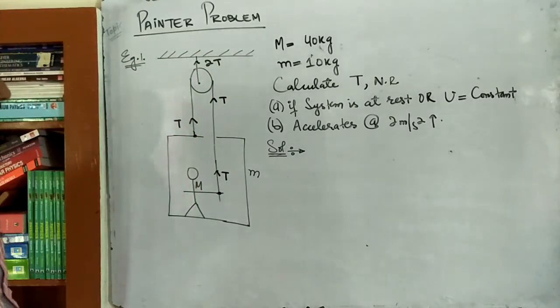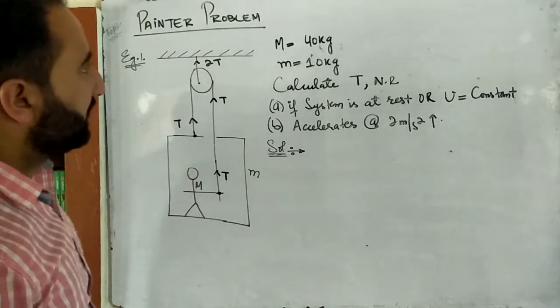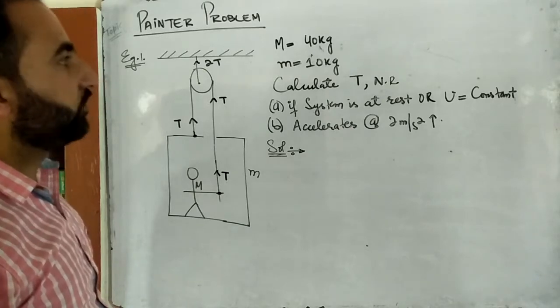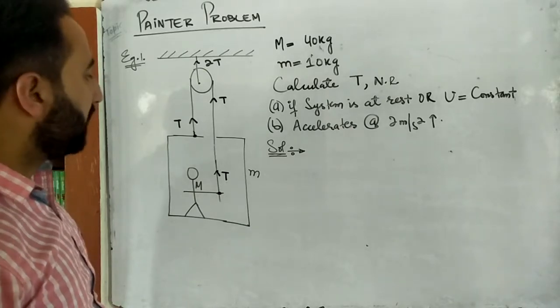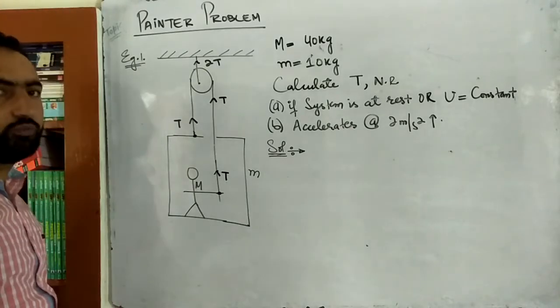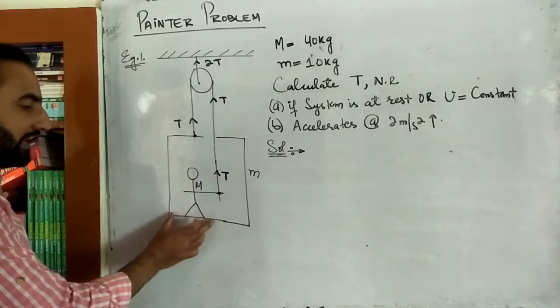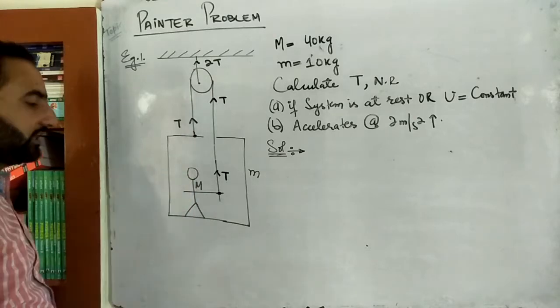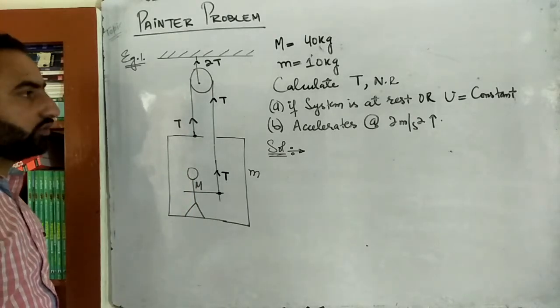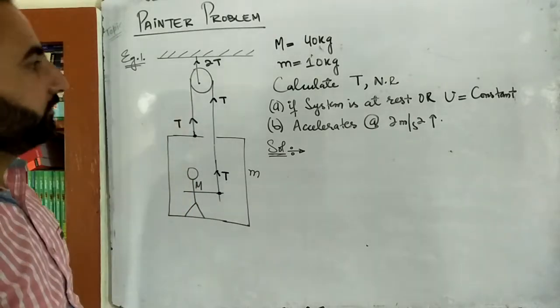Okay? Now capital M is given to you, mass of the man, that's 40 kg, and mass of the elevator is given, that's equal to 10 kg. Now the question is: calculate the force exerted by the person on the rope, or calculate the tension in the string. That's one and the same thing. And calculate the force exerted by the base of the elevator on the man, that is, you are supposed to calculate the normal reaction. Okay?